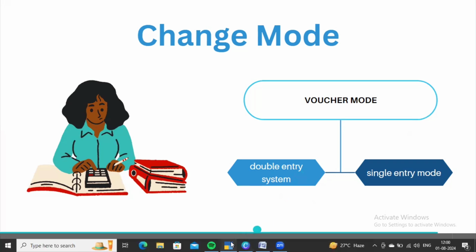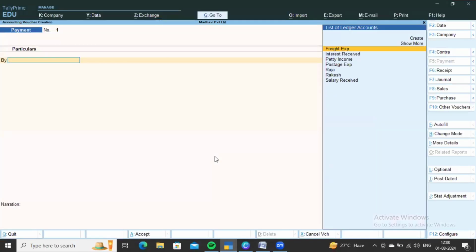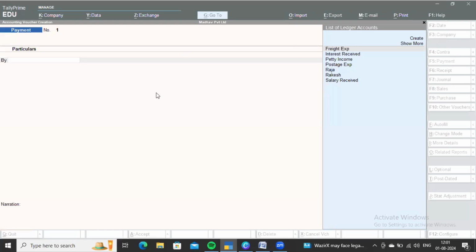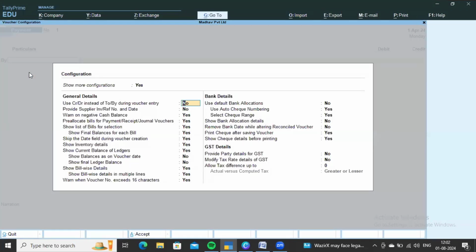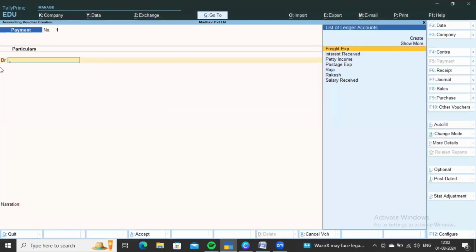First, enter into the Tally Prime app and go to vouchers. Here the accounting voucher screen appears, where By is nothing but debit and To is nothing but credit. If you are getting confused with these symbols, press the F12 button on your keyboard to access the F12 configuration. Under General Details, enable the feature to use credit or debit instead of To or By during voucher entry. Then press Ctrl+A to save it. Here it changes to debit and credit. This is how you need to access the F12 configuration.